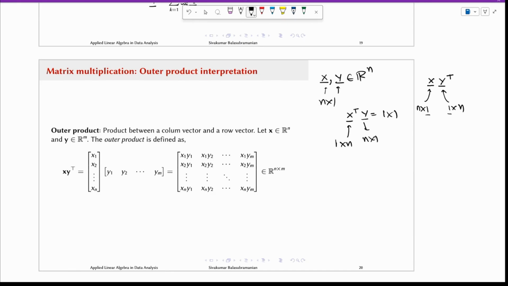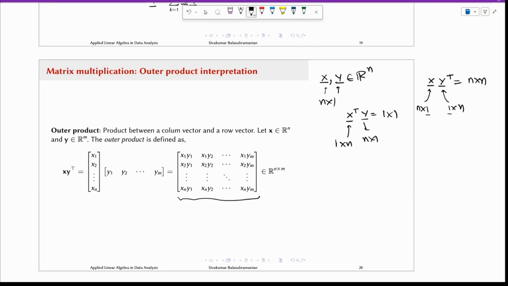Sorry? Are you sure? Yes. That's essentially the outer product operation. If you do X Y transpose, you essentially now produce an n cross n matrix. Okay. But we can generalize this.